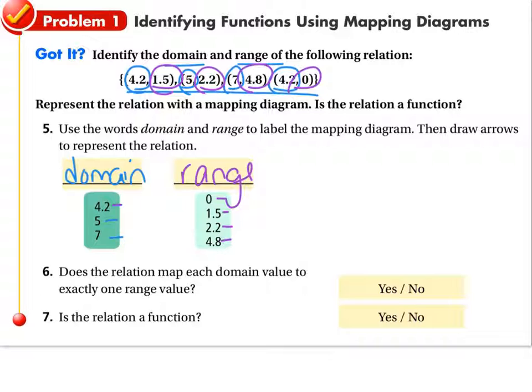4.2 goes to 1.5. 5 goes to 2.2. 7 goes to 4.8. And 4.2 goes to 0. Does each relation map each domain value to exactly one range value? No. Since it does not, because the 4 goes to two different ones, it is not a function.